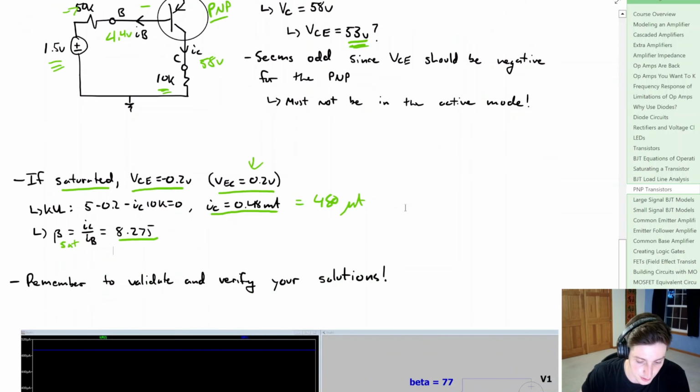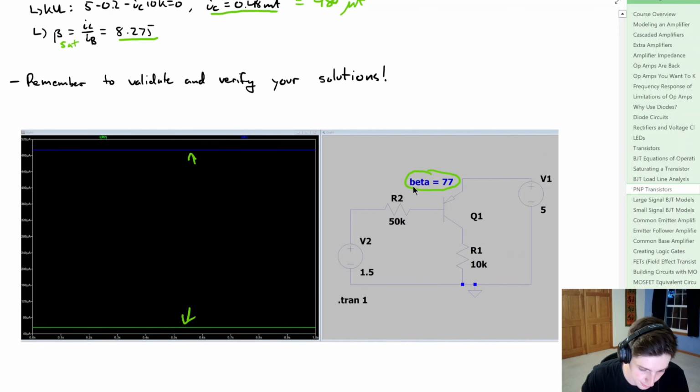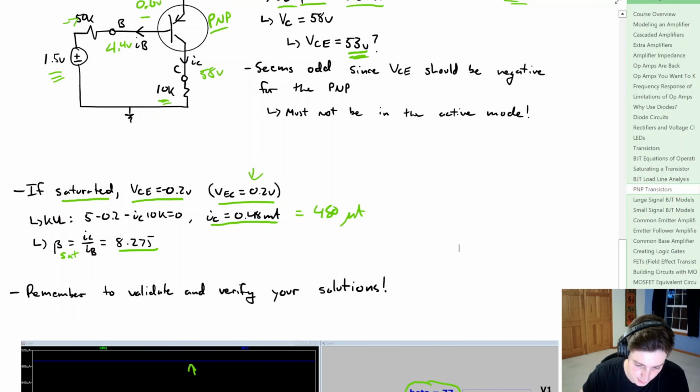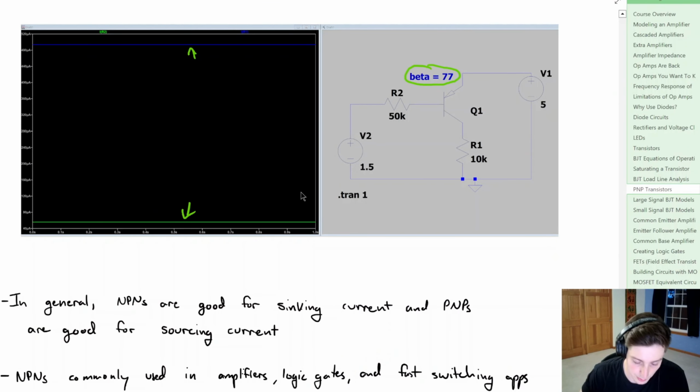So let's go into the simulation to see what we get. And we set up a circuit. Unfortunately, the best fit I could find was beta being equal to 77. So we're not going to get the exact same answers, but it's going to be pretty close. Now if we look here, in the green we have our base current, which is about 60-ish, a little over 60 microamps, and our collector current, which is about, call it 490 microamps. So 65 and 490, pretty close to 58 and 480. So this would validate what we just went through. And we can confirm that we are in the saturation mode.